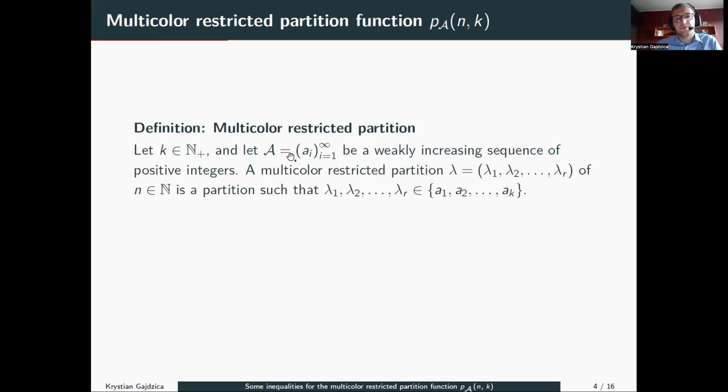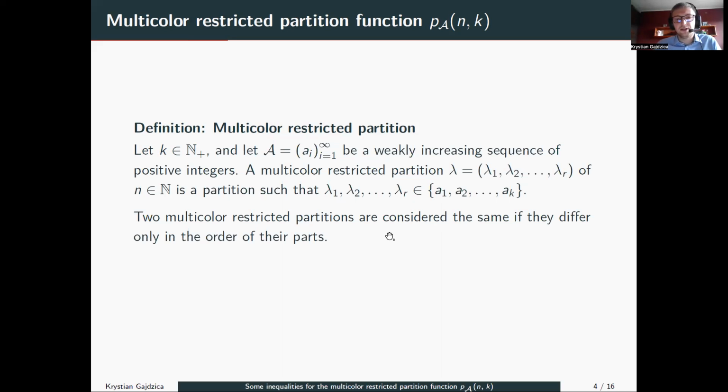And then by a multicolor restricted partition lambda, we mean each partition such that the parts of the partition belong to the multiset which consists of the first k elements of the sequence curly a. I said multiset because in fact it may happen that, for instance, a1 equals a2, but we distinguish these elements in some way. Therefore, in order to avoid ambiguity, we need to further assume that two multicolor restricted partitions are considered the same if they differ only in the order of their parts.